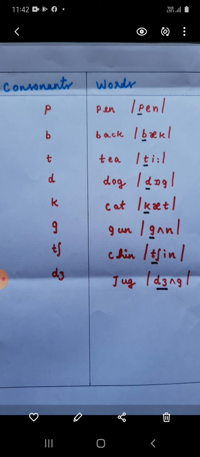Many sounds are remaining. In total there are 24 consonant sounds. Today we have only studied 8 sounds.